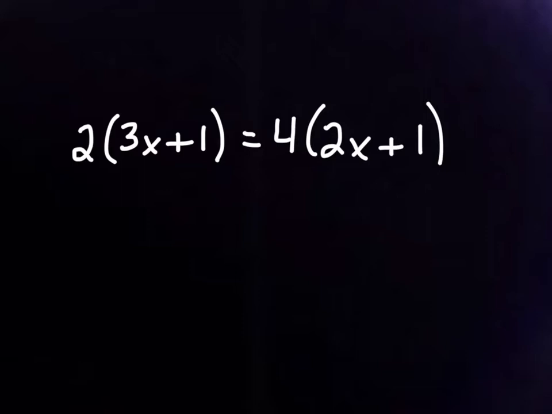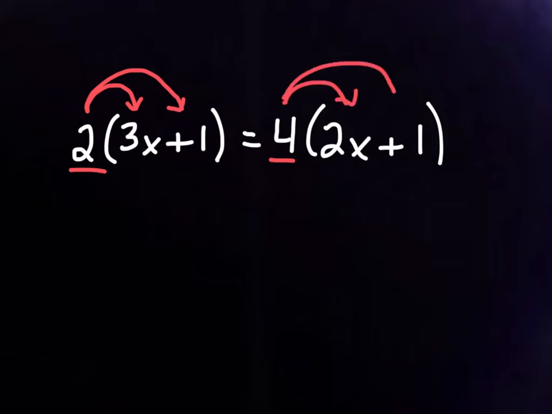If you remember from video number 4, how that works is we need to rewrite this equation without the brackets, okay? And to do that, we're going to distribute the number in front of the brackets. So in this case, there's a 2 over here and there's a 4 over here. And to distribute it, we're going to multiply it with each term inside the brackets. Just like that. And remember that terms are separated by plus or minus signs. So 3x is a term, plus 1 is a term, 2x is a term, and plus 1 is a term over here.